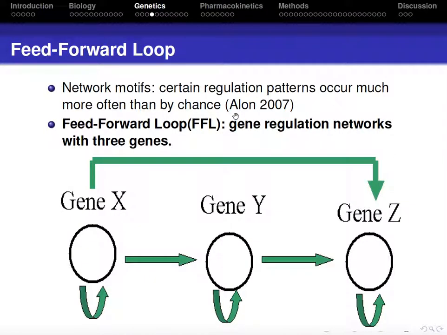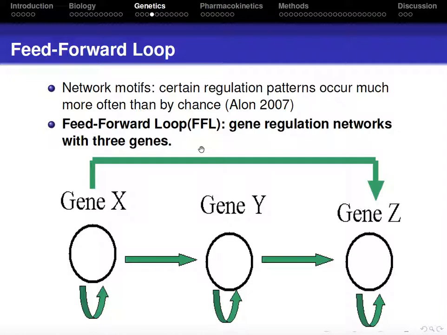To understand these regulation networks, we started with the simplest network, a network of 3 genes. Although the network is complicated, we have found that some regulation patterns occur more often than by chance. These are called network motifs. One popular network motif is called a feed-forward loop.